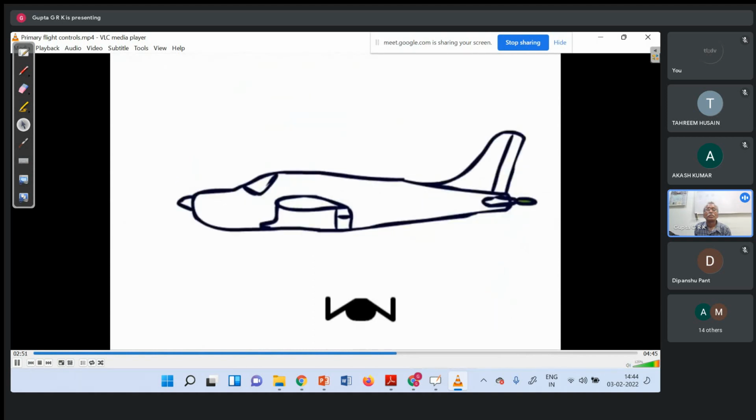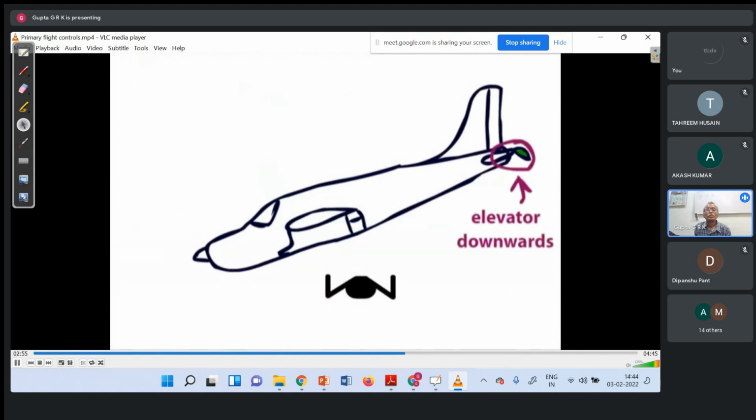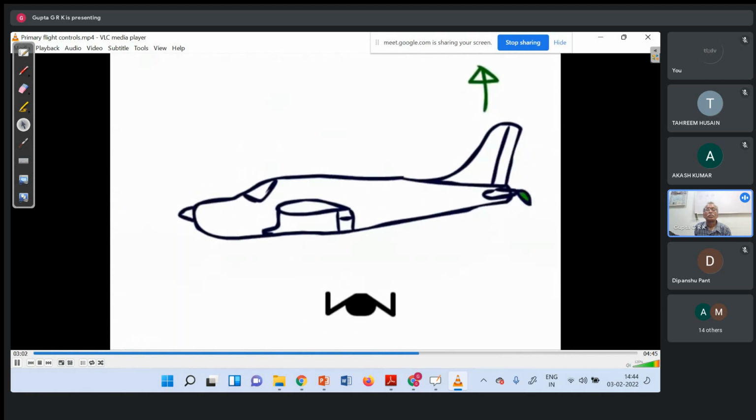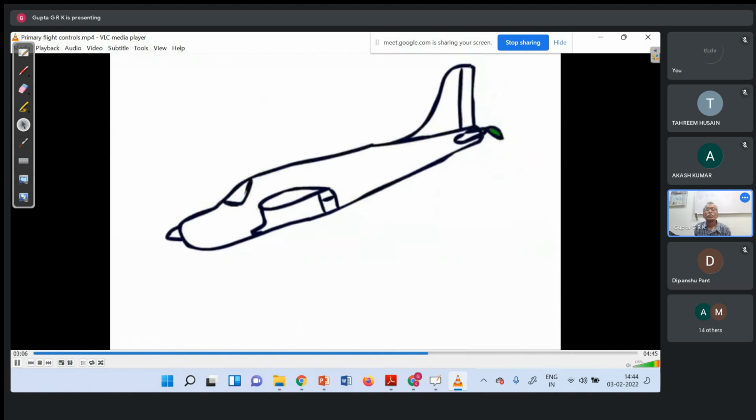To descend, you will push the yoke forwards, the elevator will move down, the angle of attack at the tail will increase, and this has the effect of increasing the lift at the tail. The tail will be lifted, which will push down the nose, and the aircraft will descend.